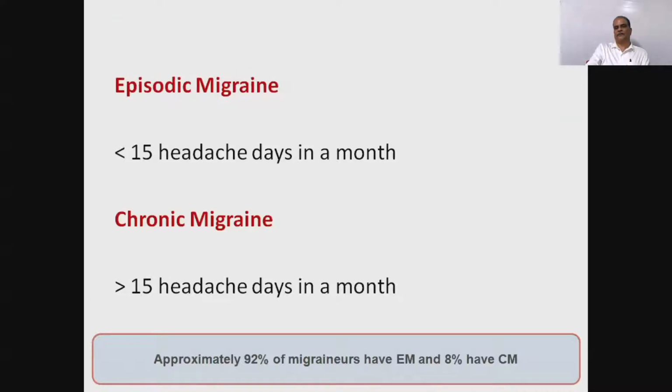Now, when a patient has these sorts of headaches with these fixed criteria, less than 15 days in a month, you term it episodic migraine. But when a patient has headache more than 15 days in a month, you term it chronic migraine. So in practice, what you usually see is patients with episodic migraine, and only less than 10% of patients will get chronic migraine. But in referral centers like ours, you might see more patients coming to you with chronic migraine, because they would have got treatment and then come to us.